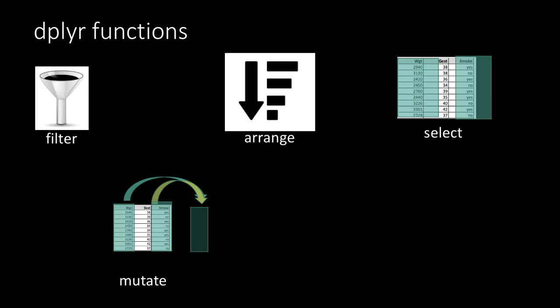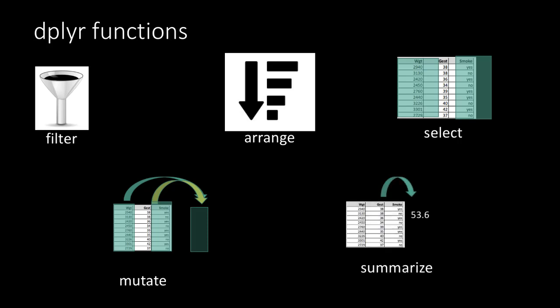Mutate is often used to create new columns, mostly based on values of existing columns. Of course, nothing stops you from creating a new column based on something else, but very often, you'll see in the examples that we have, we'll be creating new columns out of values which are already there in some other columns. And finally, the most powerful aspect of dplyr is to summarize the data.